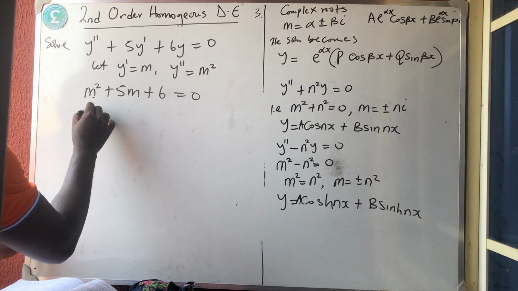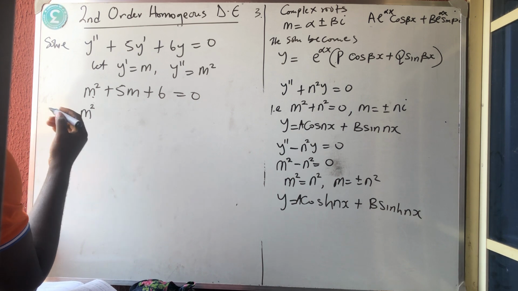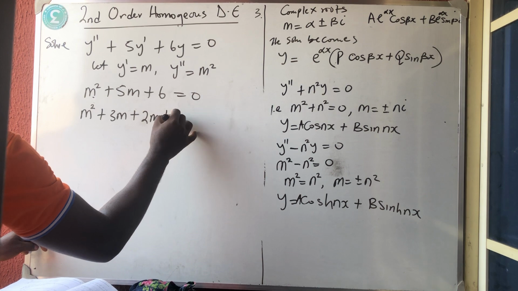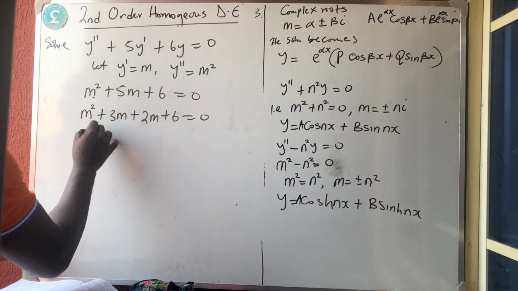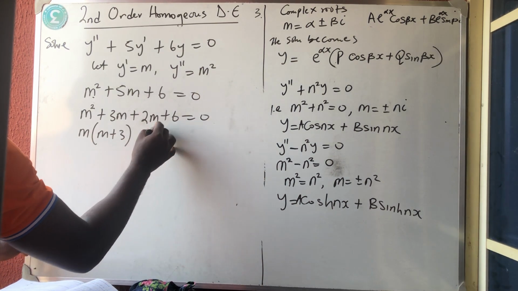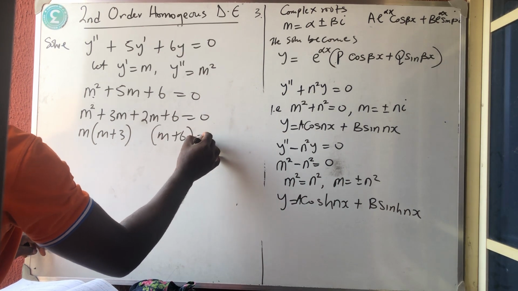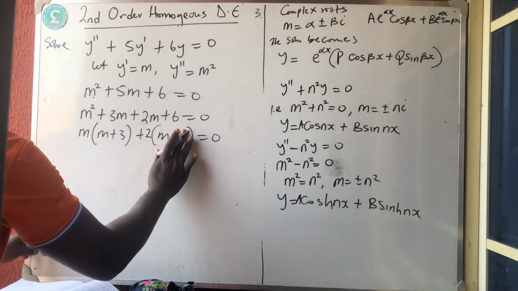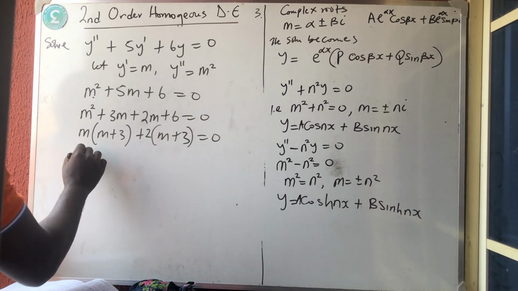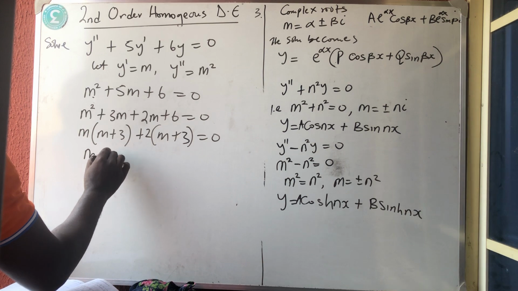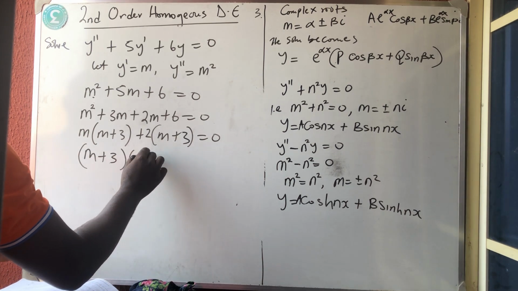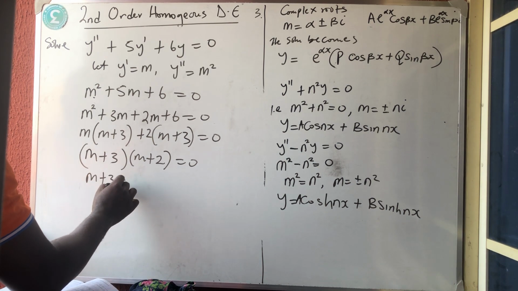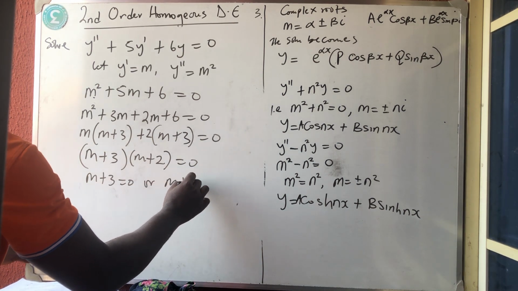I'm having m squared, I think 2 and 3, plus 3m plus 2m plus 6 is equal to 0. So I'm having m here, m plus 3, and m plus 2 here. So I'm having m plus 3 and m plus 2 is equal to 0. So therefore, m plus 3 is 0 or m plus 2 is 0.